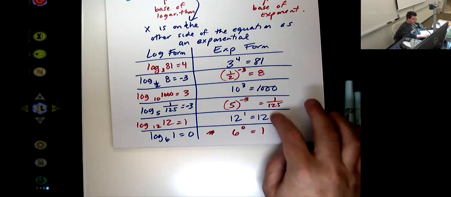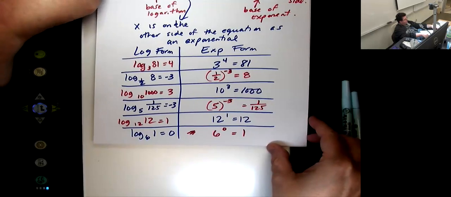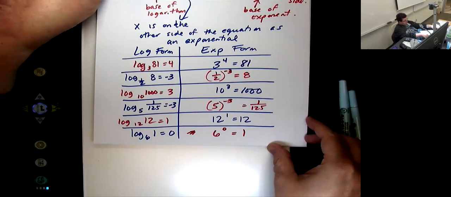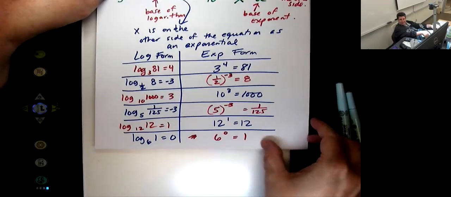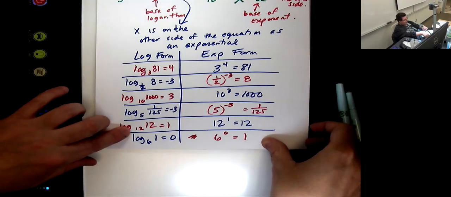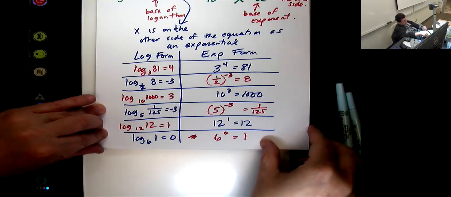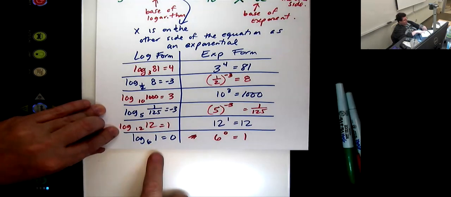These last two are pretty important. I'll cover them when I give the fun rules of exponents. But they're worth noting the pattern here. If the base is the same thing as the argument, the value of the log is 1. If we have a 1 inside the logarithm, the value of the log is 0.